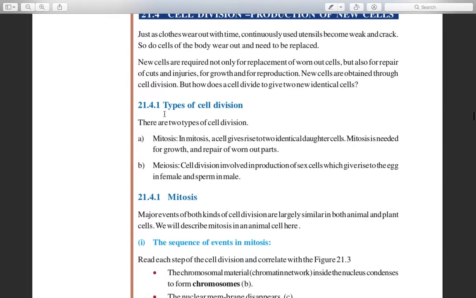So there are two types of cell division. The next topic is types of cell division. One is mitosis, second is meiosis. Remember this, first one is mitosis and second one is meiosis. When it comes to mitosis, a cell gives rise to two identical daughter cells. The new cells are called daughter cells. Identical means they are similar, so two similar daughter cells are formed from an old cell.